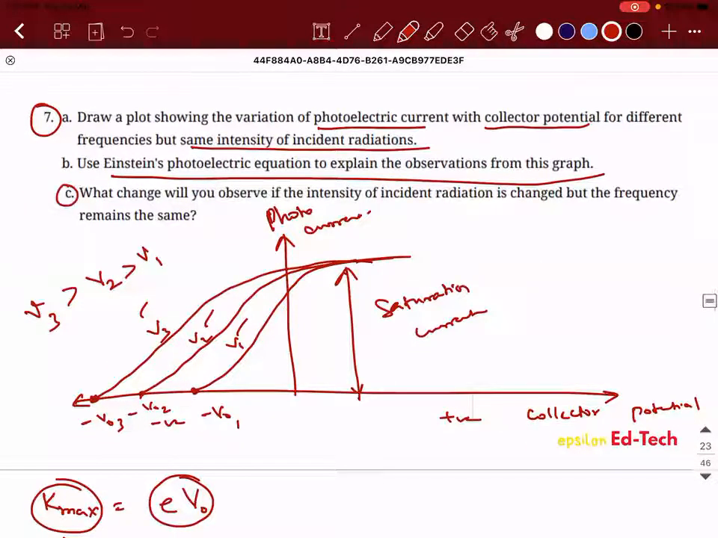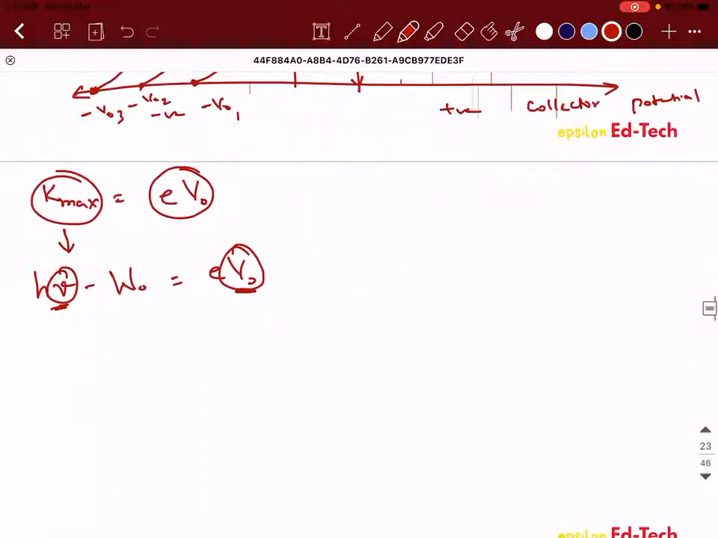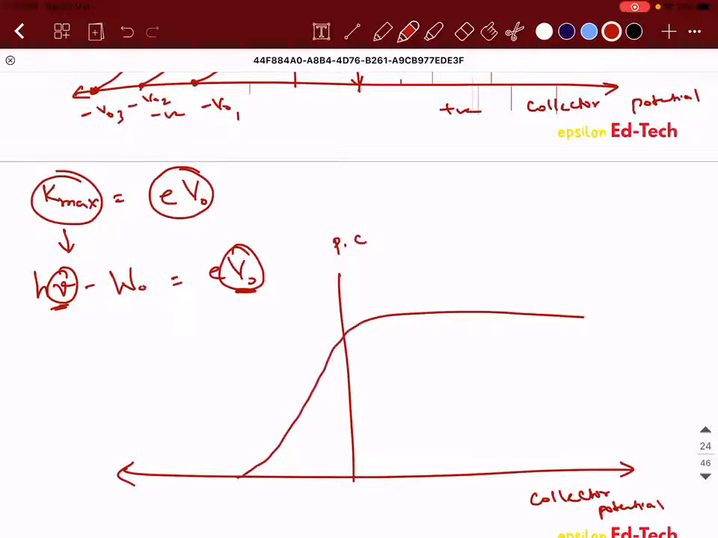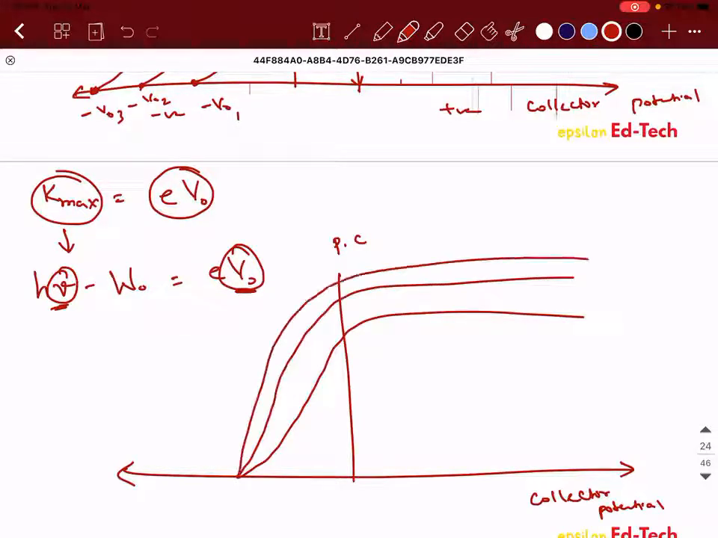C. What change will you observe if the intensity of the incident radiation is changed but the frequency remains the same? What change will you observe in what? In the photoelectric current and collector potential. So the difference will be something like this. So I1, I2, and I3. So I3 is greater than I2 is greater than I1. Okay. So this is the graph.